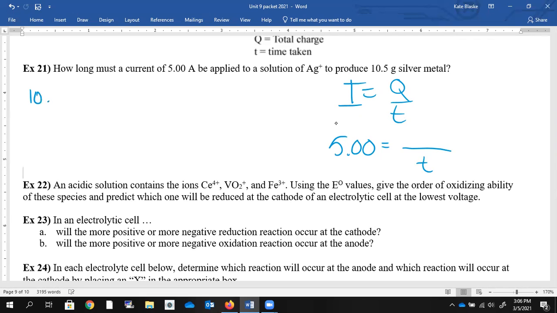If I've got 10.5 grams of silver, that is how much I want to make. Well, grams, I know I can always turn grams into moles. So 1 mole of silver, take a look at the periodic table, is 107.87 grams per mole.